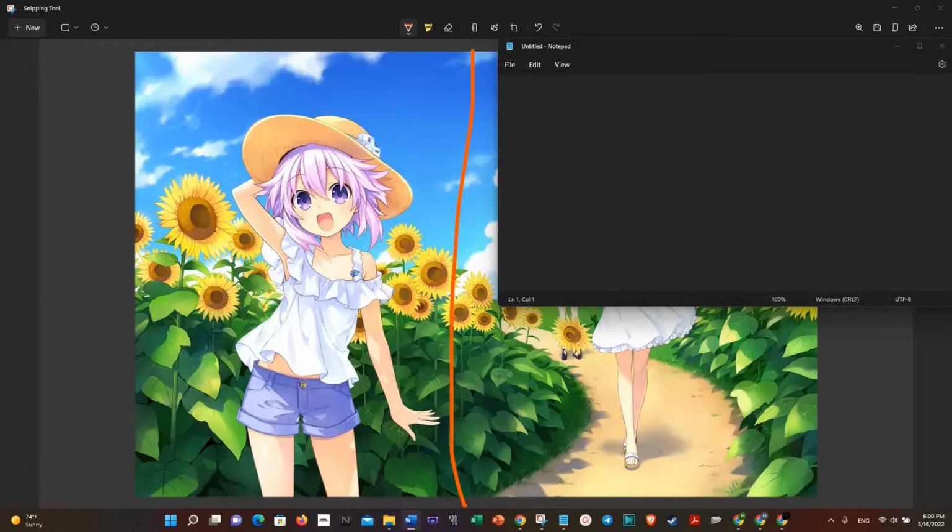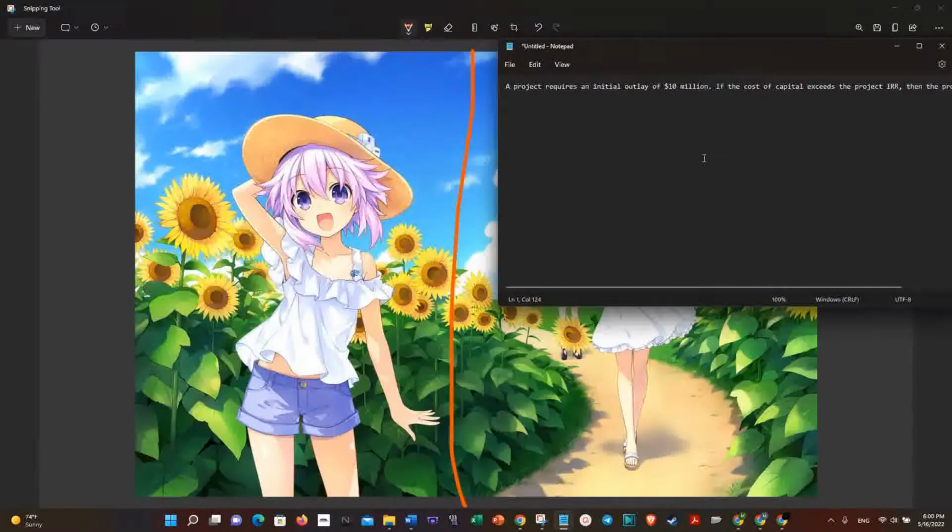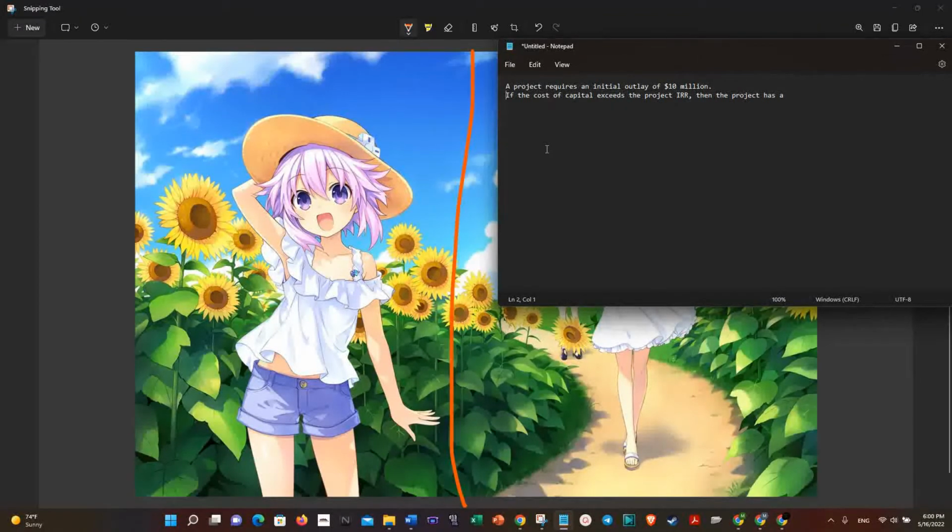Okay. So now we go to practice test 8. A project requires an initial outlay of $10 million, okay? If the cost of capital exceeds the project IRR, then the project has, I'm not going to write anything down, but in this case, it is a negative NPV.